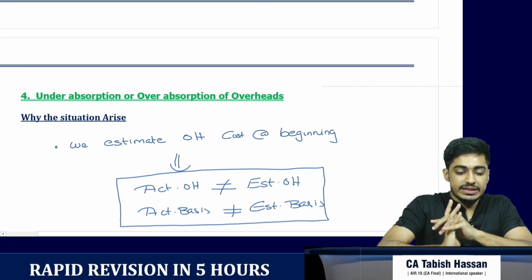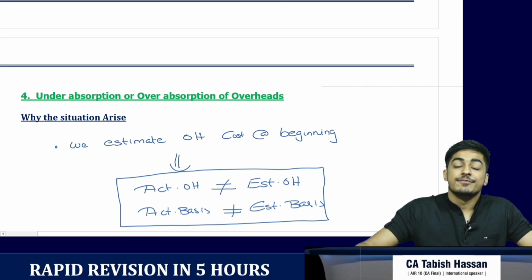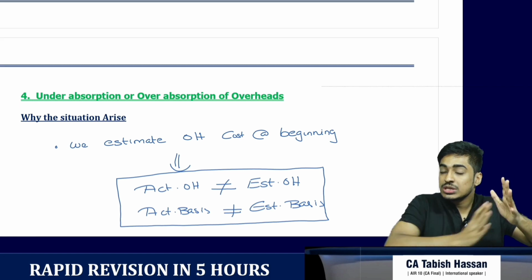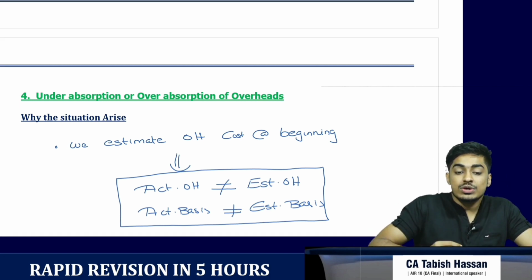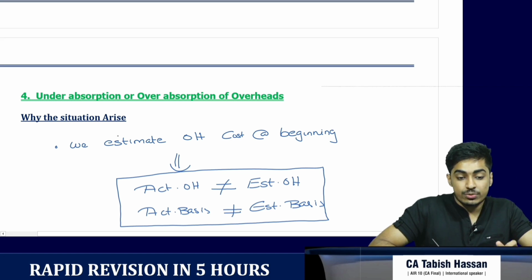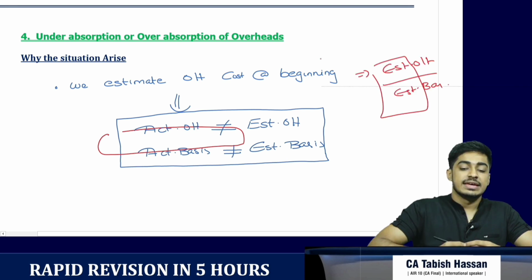Now we have the last topic, that is under or over absorption of overheads. First, why does this situation arise? We have to calculate the overhead cost per unit at the start of the year, so that throughout the year we can keep charging it. So what we do is we estimate the cost of overhead. We are not taking the actual overhead. We estimate the cost of overhead at the beginning of the period. Based on that, we take estimated overhead divided by estimated basis. We don't know the actual. Because of this, there is a difference.